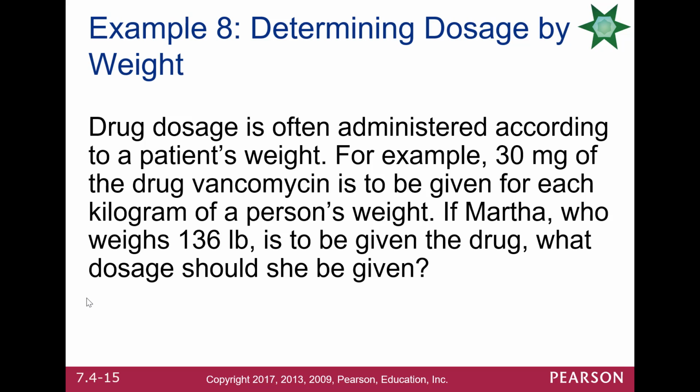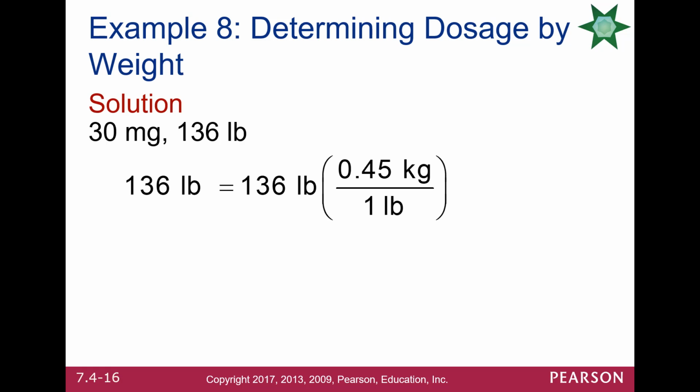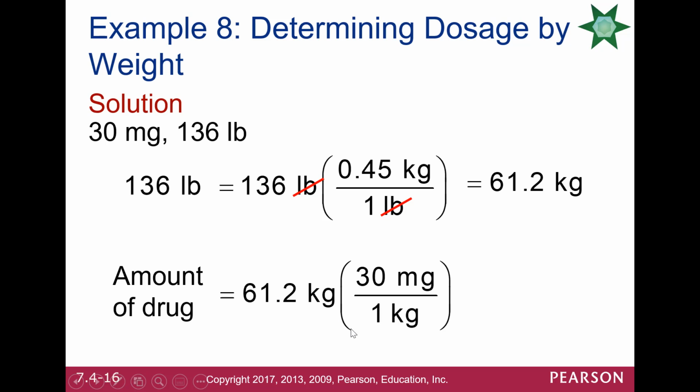In the world of medicine, metric is used frequently because we determine dosage by weight. So for example, if you need to take vancomycin 30 milligrams per every kilogram of body weight, you would start by converting the patient's weight from pounds to kilograms. So here's a patient that weighs 136 pounds. We're going to convert that first to kilograms to determine that she weighs 61.2 kilograms. Then 61.2 times 30 milligrams for every kilogram of body weight, this patient needs 1,836 milligrams, or about 1.8 grams.